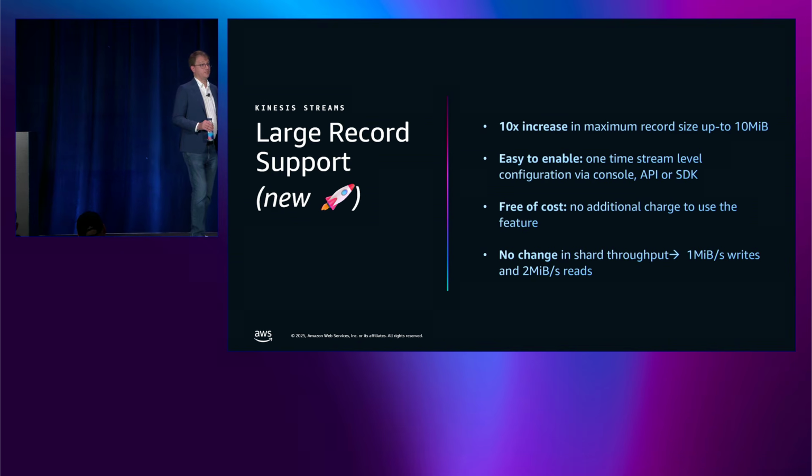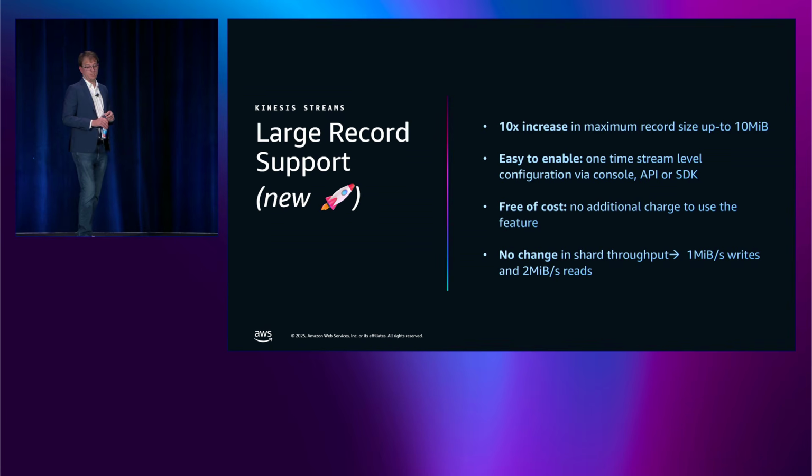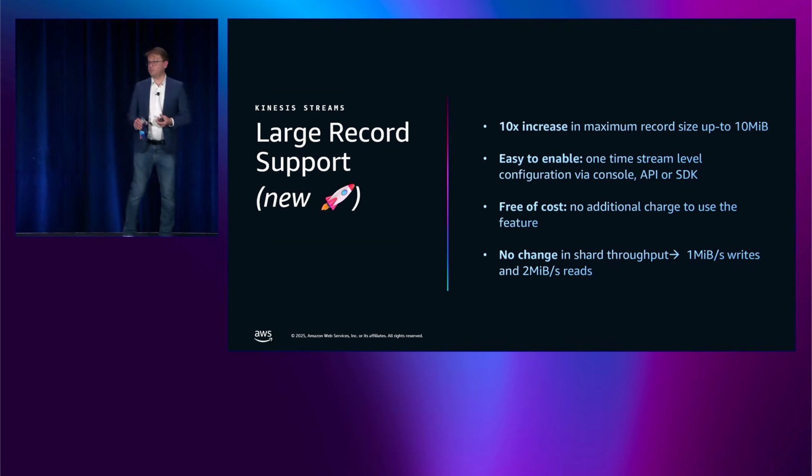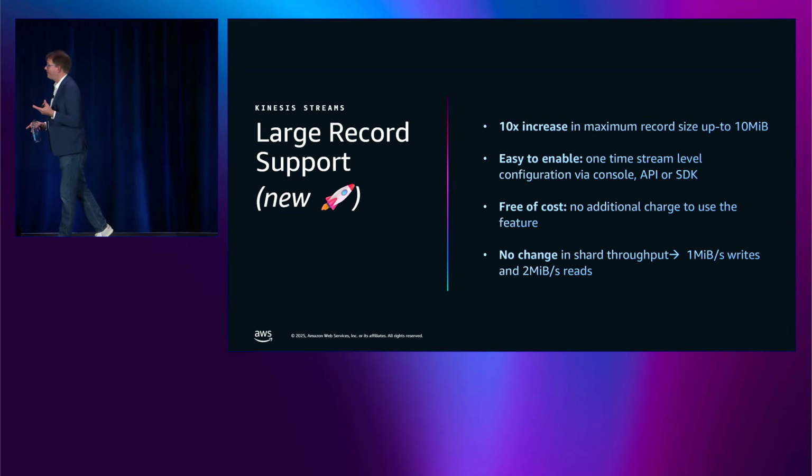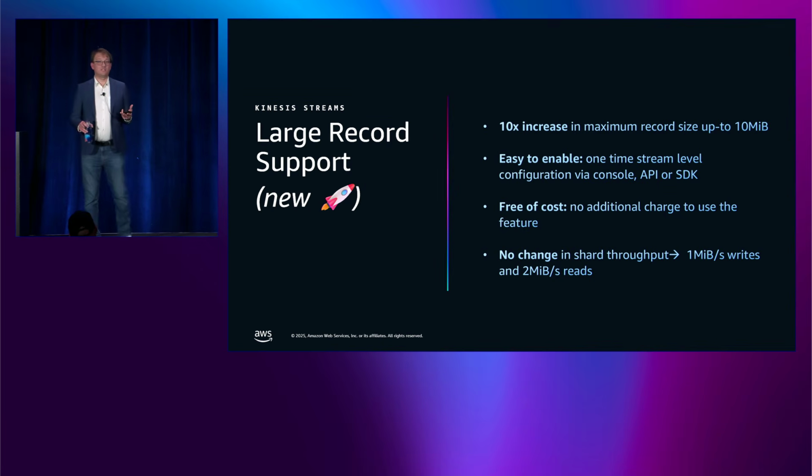It's super easy to enable. It's just a setting on your stream, and there's no additional cost to use it. And one thing that I'll explain here, which is kind of interesting, is how does this work with, for those who have been paying attention, the 1 megabyte write, 2 megabyte read limitations of an individual shard. So how would I be able to write 10 megabytes of data to an individual shard with these throughput limitations? So I'll get into that in a second.